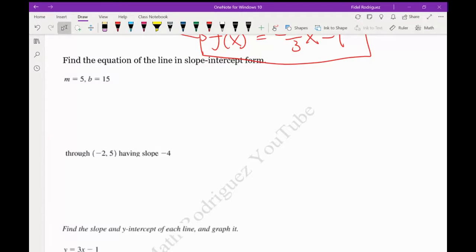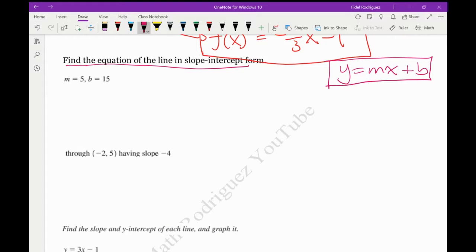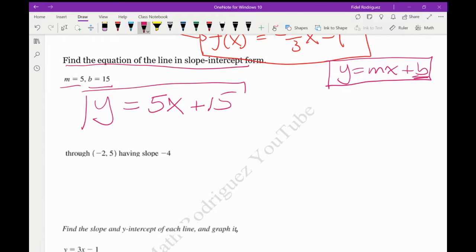And the directions here for these problems say we're going to write the equation in slope-intercept form. So again, just a reminder, all that means is I'm putting it in this y equals mx plus b, okay? If you notice, the first problem is a straight plug and chug problem. Here's my m, here's my b, so I'm just going to write y equals 5x plus 15, and so there's my line, okay?